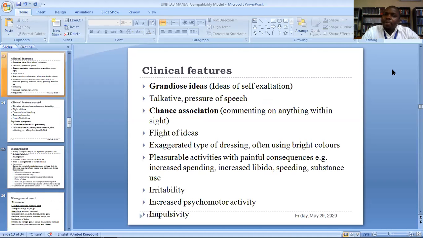Now, what are the clinical features of mania? People with mania have grandiose ideas, that is, ideas of self-exaltation. For example, they tell you the Republican president is my father. They just tell you something that is not even in reality. They are also talkative. They want to speak continuously, which we refer to as pressure of speech.